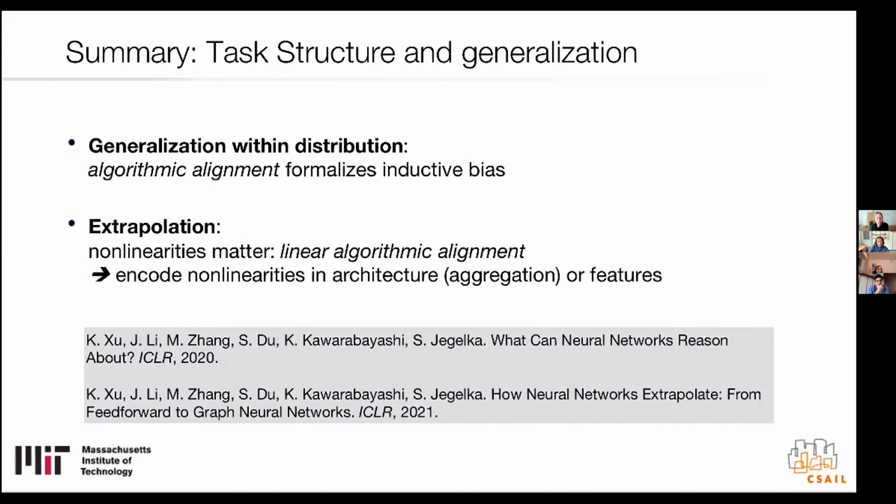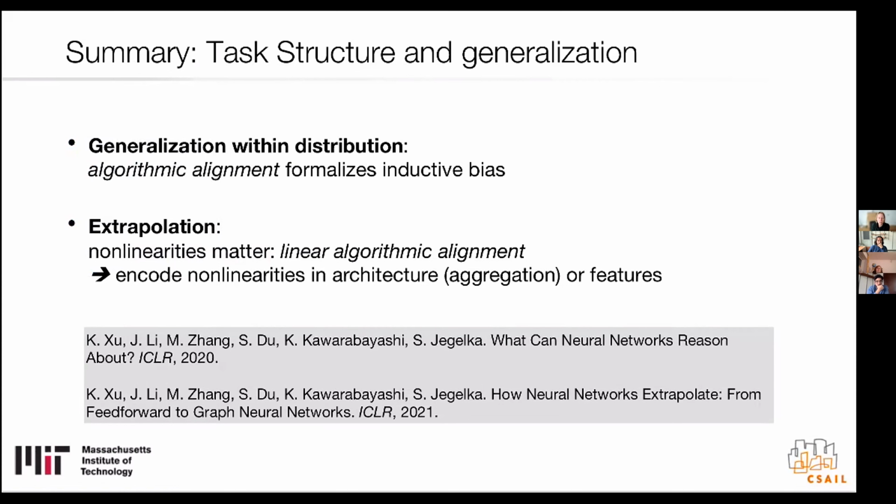In summary, we talked about two types of questions in learning with graph neural networks for algorithms, if you want to learn an algorithm or even a part of an algorithm. The first thing was that if you want to generalize, what really helps is if your neural network structure already implements some prior knowledge about what this algorithm would look like, to get the right inductive biases. That reduces the sample complexity. Algorithmic alignment tries to formalize this.